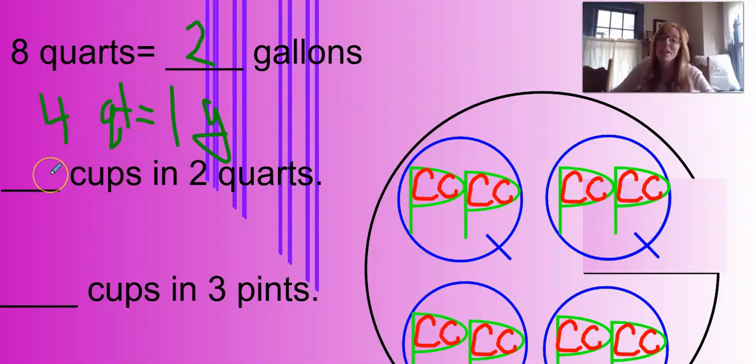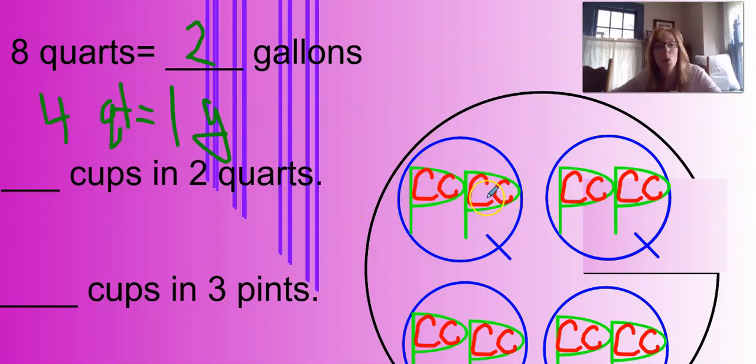All right, how many cups are there in 2 quarts? So if you look at the picture, there's 1 quart, and we know every quart or queen has a prince and a princess, and each prince and princess has 2 cats. So this queen has 4 cats. So this quart has 4 cups.